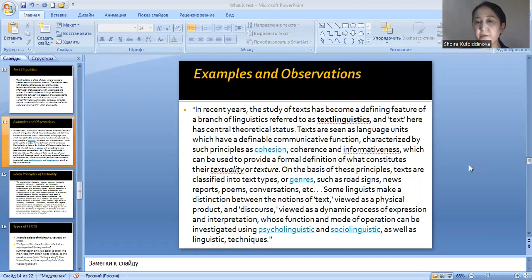On the basis of these principles, texts are classified into text types or genres, such as road signs, news reports, poems, conversations, etc. Some linguists make a distinction between the notion of text, viewed as a physical product, and discourse, viewed as a dynamic process of expression and interpretation whose function and mode of operation can be investigated using psycholinguistic or sociolinguistic as well as linguistic techniques.